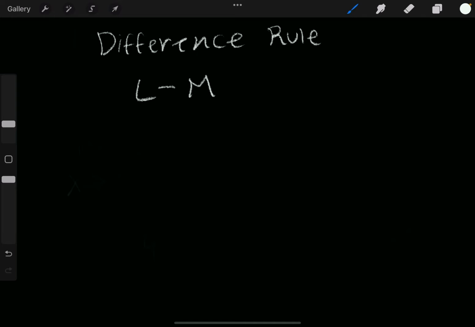The next rule that we will do is the difference rule. The difference rule is very similar to the sum rule. The only difference is we are doing subtraction instead of addition. So instead of L plus m, the equation will be L minus m. The third rule we will go over is the product rule.